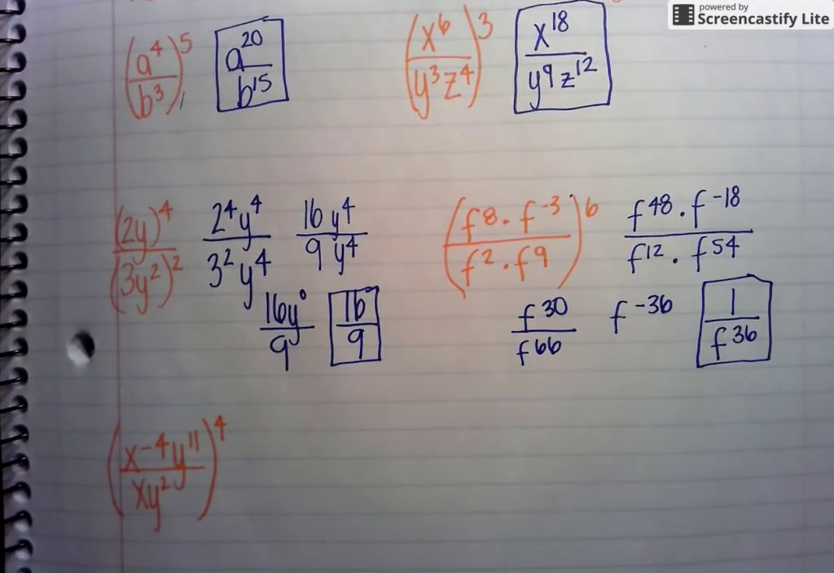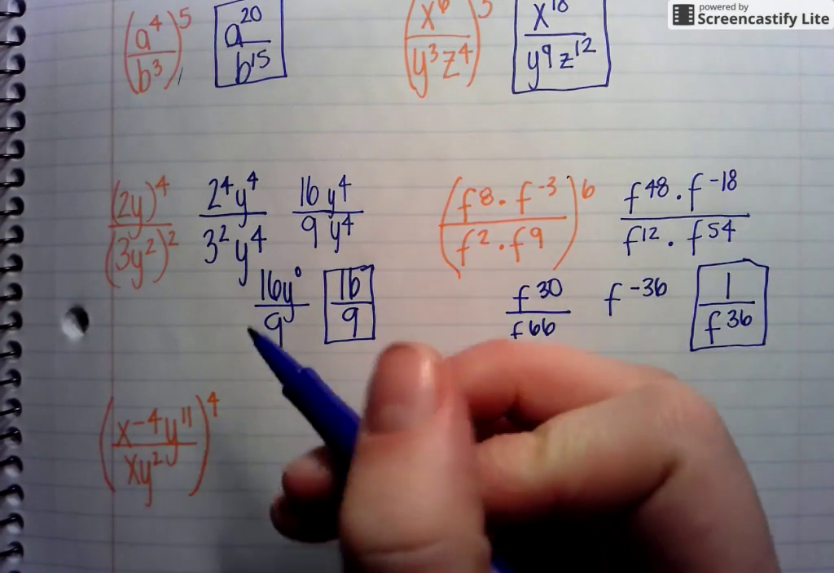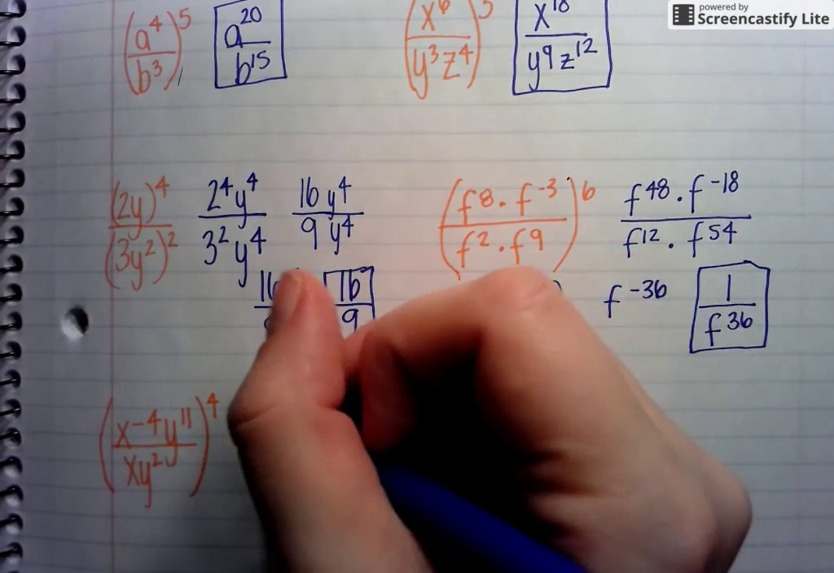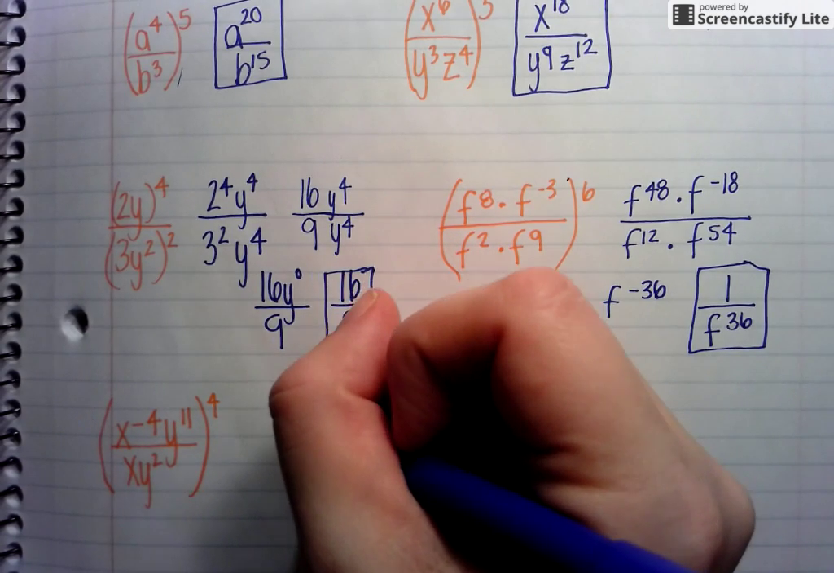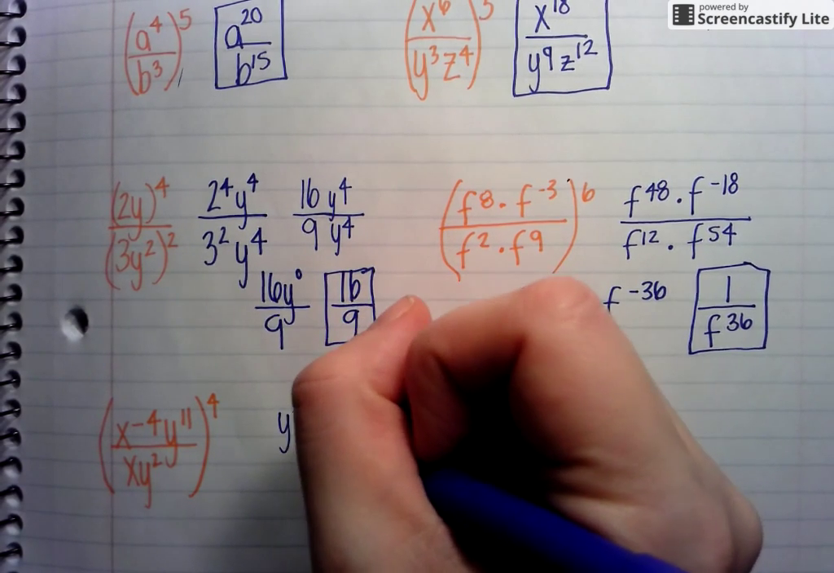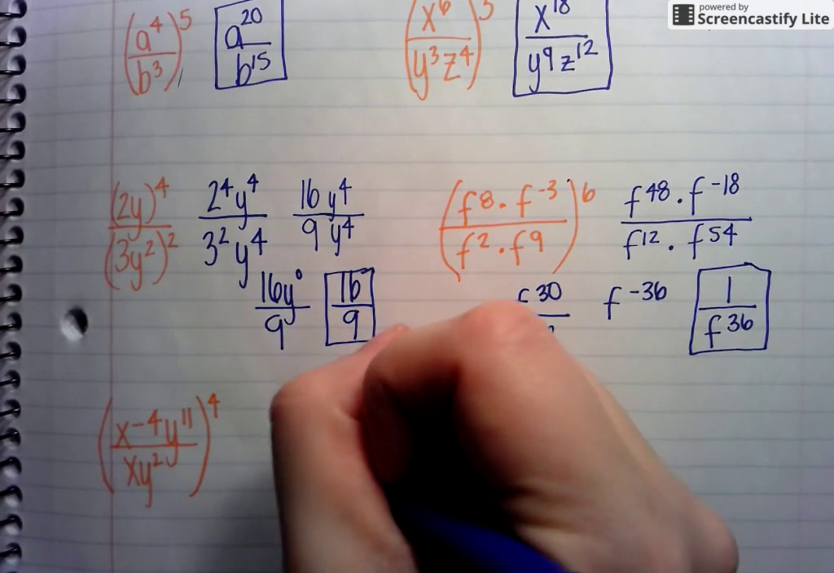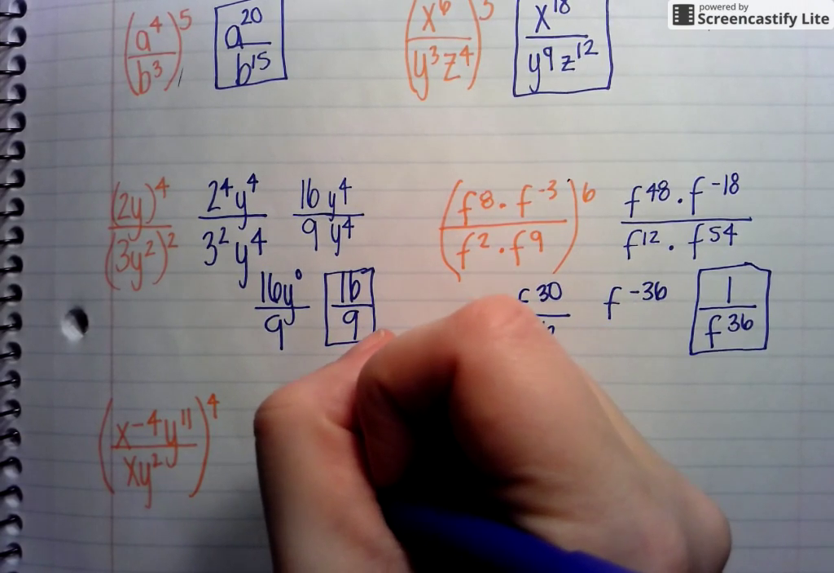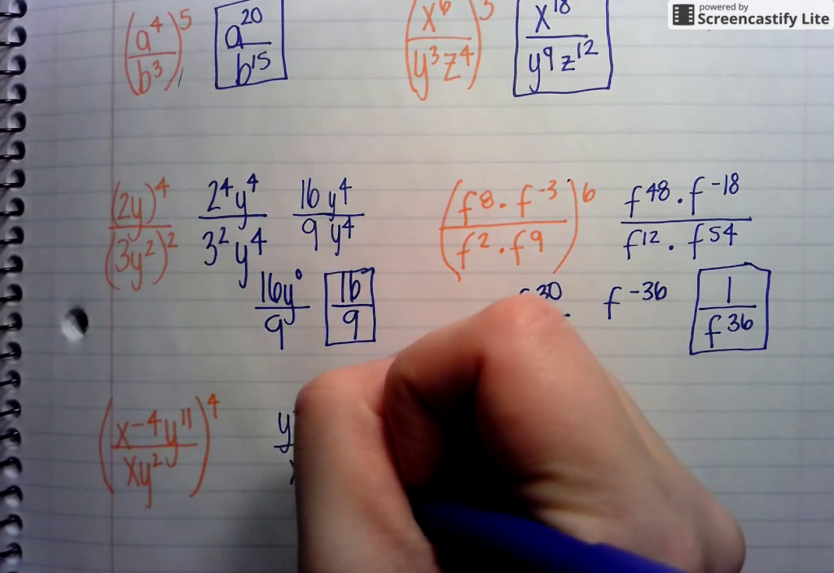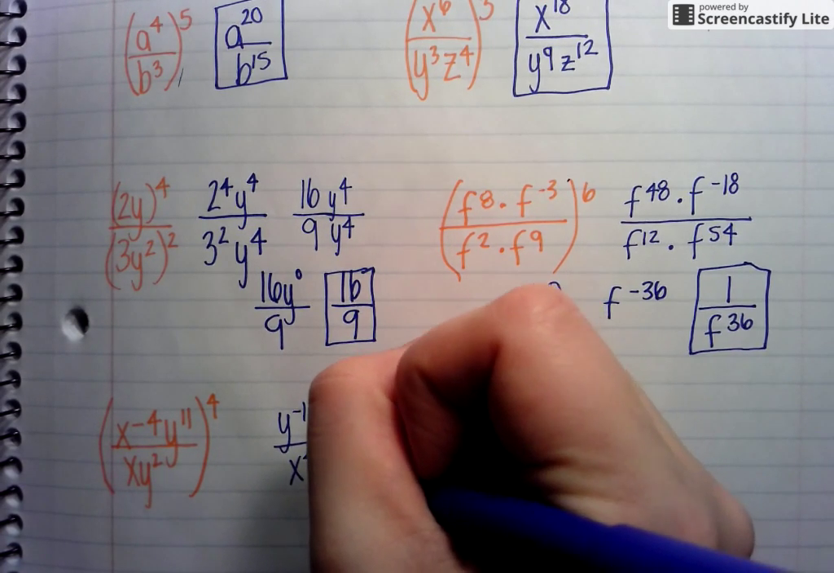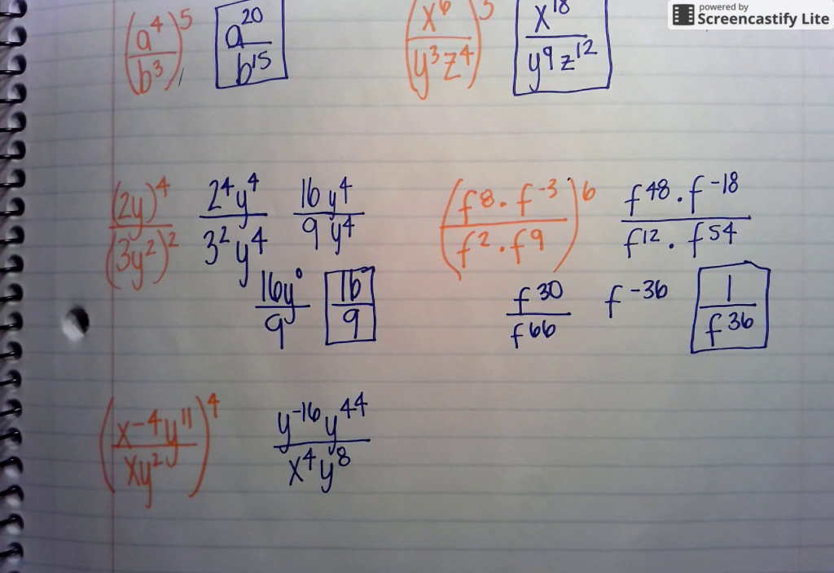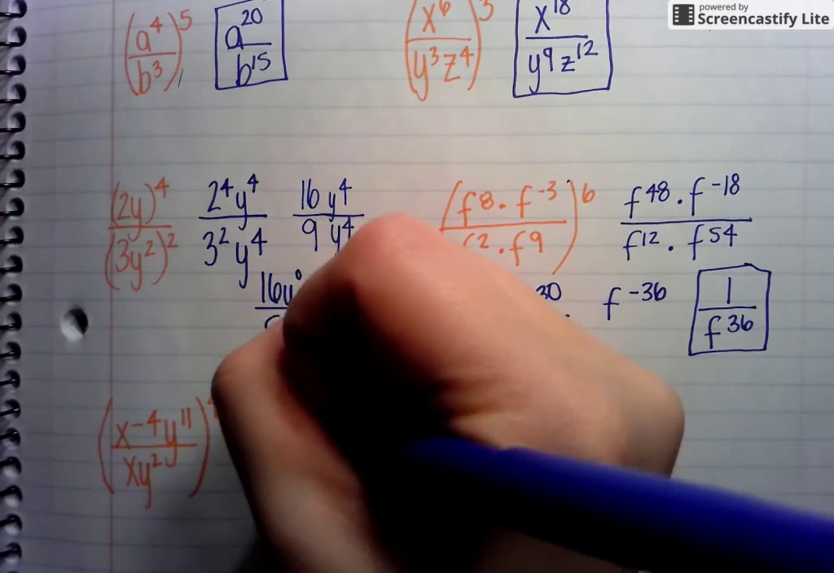Now your last question is going to be this one, where you're going to take that 4 and distribute it. So it would be x to the negative 16th power times y to the 44th power all over x to the 4th power and y to the 8th power. So what I would do, actually, sorry, this should be x.